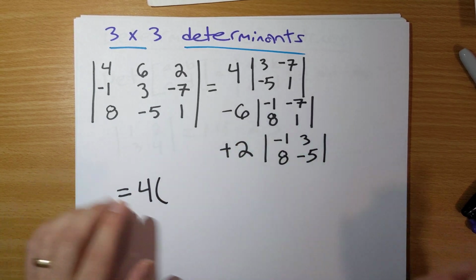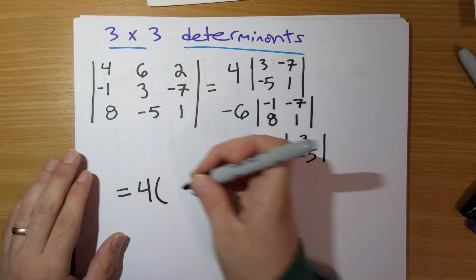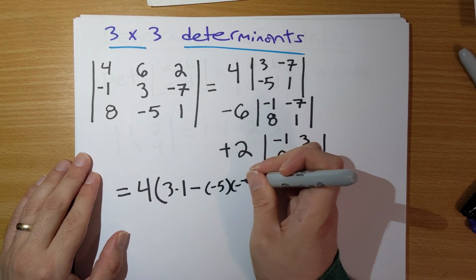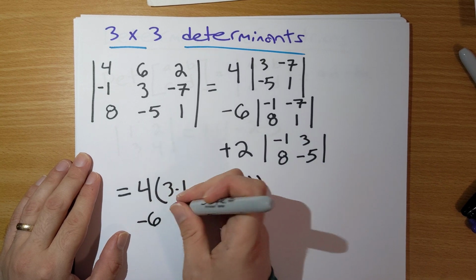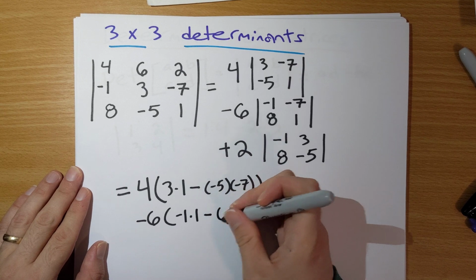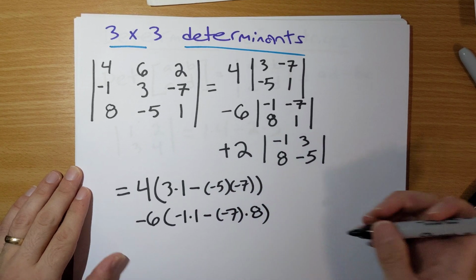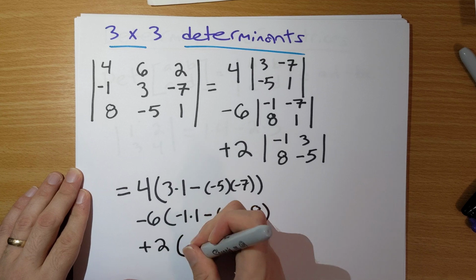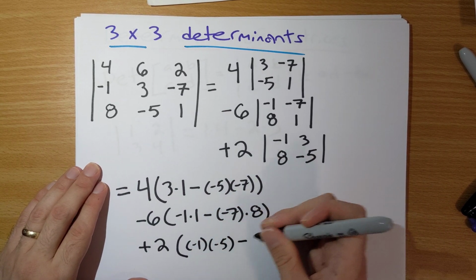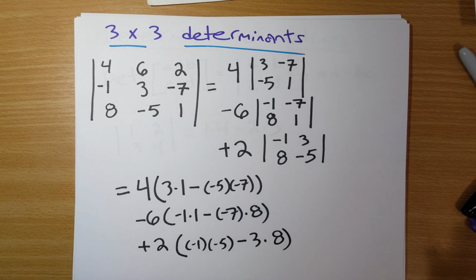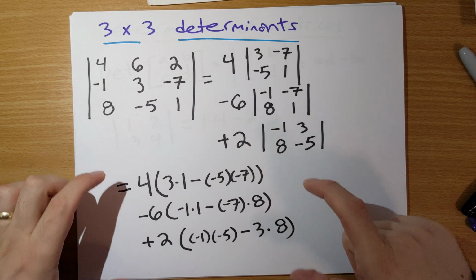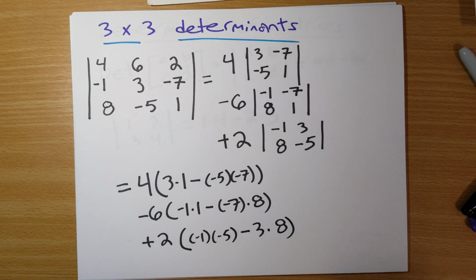And let me just point out here how to compute these. So this is going to be 3 times 1 minus -5 times -7, minus 6 times -1 times 1, minus -7 times 8, plus 2 times -1 times -5, minus 3 times 8. So I'm not going to bother to do the arithmetic here to give you what that is, but this is how we compute a 3 by 3 determinant.